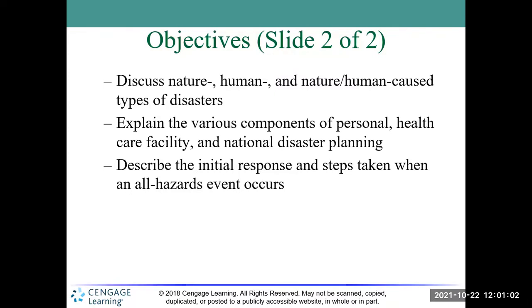Explain the various components of personal, healthcare facility and national disaster planning, and describe the initial response and steps taken when an all hazards event occurs.